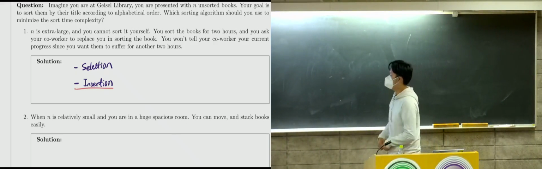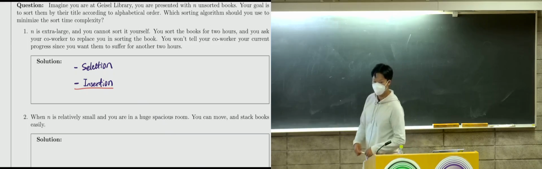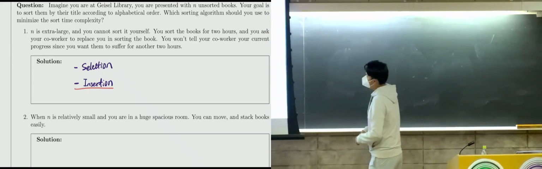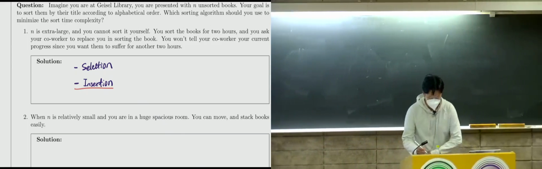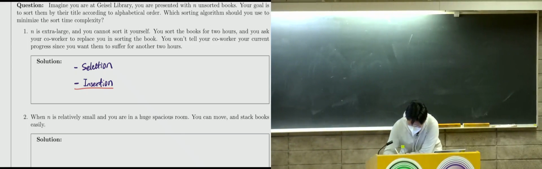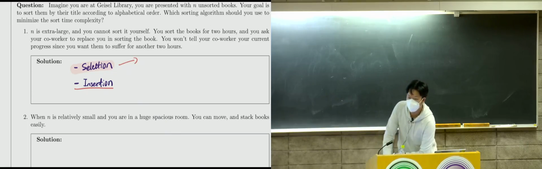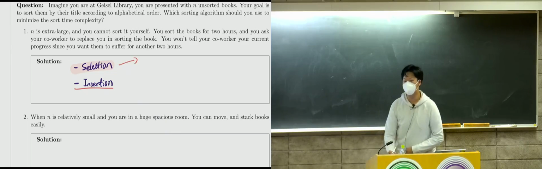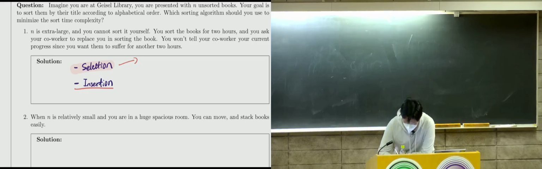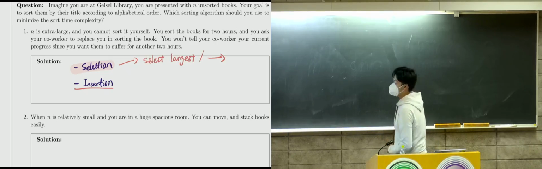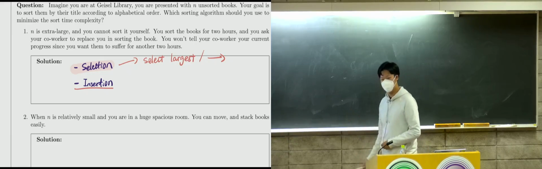Insertion will be a little bit better, but let's think about it if we want to do selection. Let's be evil here, right? Let's think about selection first. The procedure of selection sort, the name selection means that I select one by one, right? I select the largest one and select the second largest one, and I continue to select the next extreme value, right?